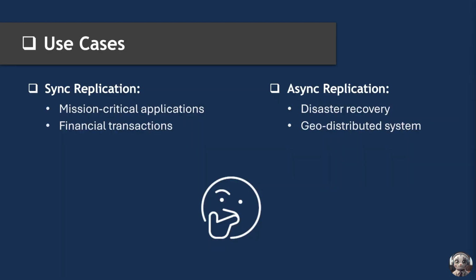Now, let's explore some common use cases where synchronous and asynchronous data replication patterns are applicable. First, let's look at the use cases for synchronous replication. First is financial transactions. In industries like banking and finance, where data accuracy and consistency are paramount, synchronous replication ensures immediate synchronization between transactional databases, maintaining data integrity and reducing the risk of financial discrepancies.